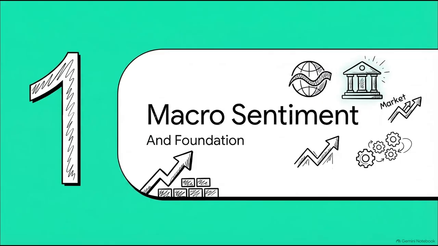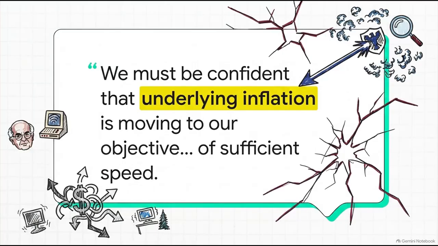Section 1, Macro Sentiment and Foundation. We absolutely have to start with Fed Chair Kevin Warsh's speech at Jackson Hole because it was a total game changer. He said, and I quote, "We must be confident that underlying inflation is moving to our objective clearly and of sufficient speed. Otherwise, we have work to do."